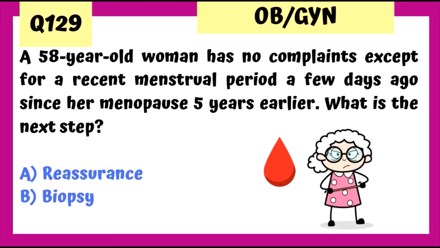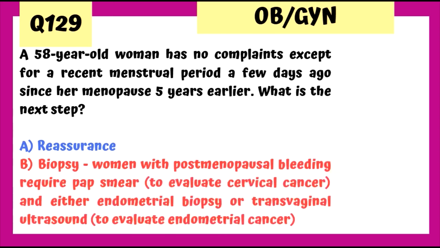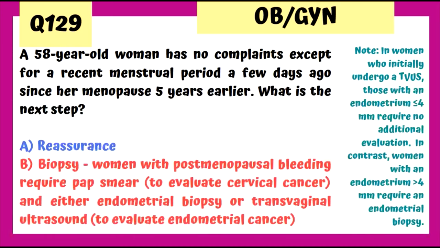Question 129. A 58-year-old woman has no complaints except for a recent menstrual period a few days ago, since her menopause 5 years earlier. What's the next step? Reassurance or biopsy? We want a biopsy. She has postmenopausal bleeding. We require a pap smear to evaluate cervical cancer and either endometrial biopsy or transvaginal ultrasound to evaluate endometrial cancer. I just wrote in the note over here that in women who initially undergo a transvaginal ultrasound, those with an endometrium of less than 4 millimeters require no additional evaluation, but if they have an endometrium bigger than 4 millimeters, they require an endometrial biopsy.